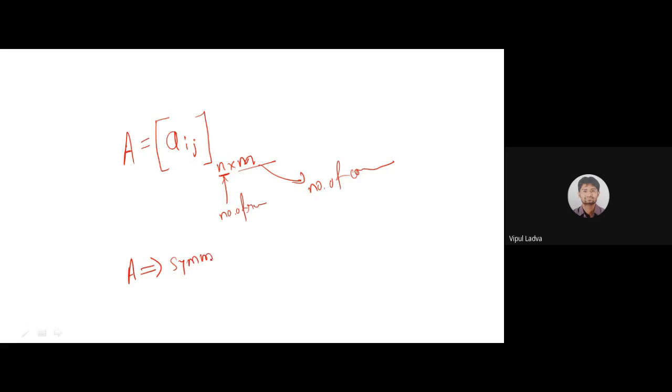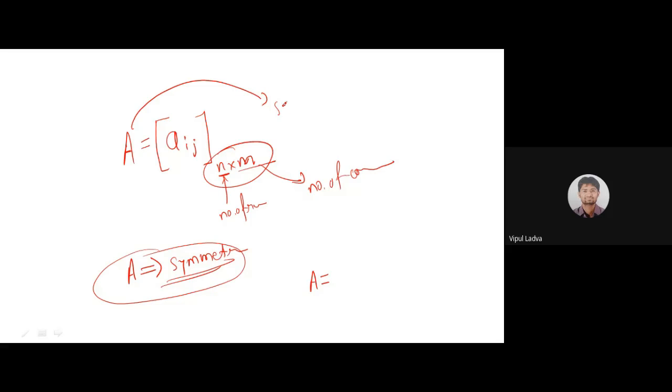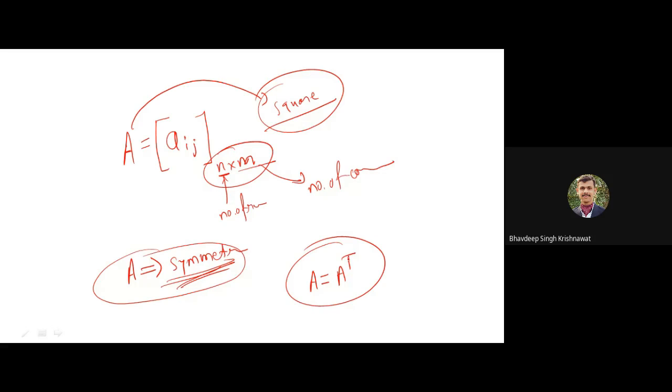When can we say that a matrix A is symmetric? Bhavdeep, am I audible to you? When m equals n, then that matrix is known as a square matrix, dear. Sir, when A inverse is equal to A? Symmetric. Yes, when a matrix and its transpose both are the same, A equals A transpose. If a matrix and its transpose both are the same, then that matrix is known as a symmetric matrix.